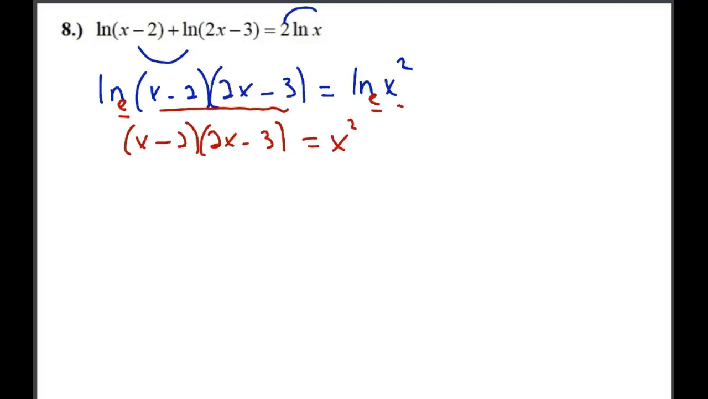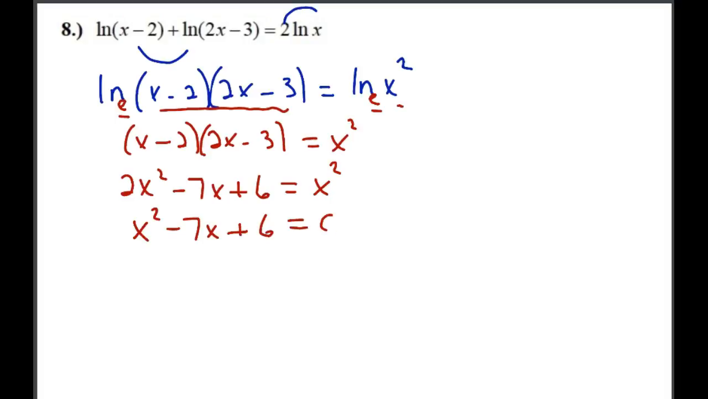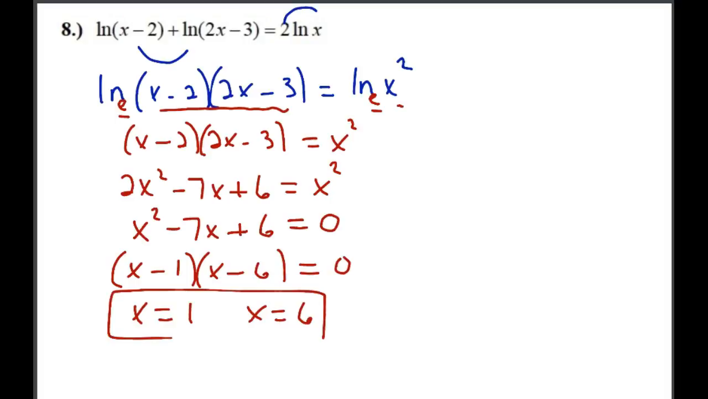If I FOIL the left side here, I'll have 2x squared minus 3x minus 4x, which is minus 7x, plus 6 equals x squared. And then set this equal to 0. And then we can solve. We get x minus 1, x minus 6. So x is 1 or x is 6.